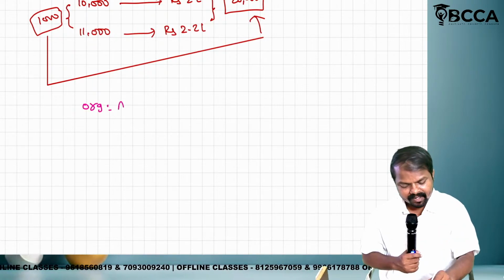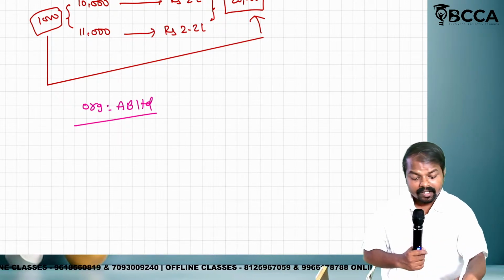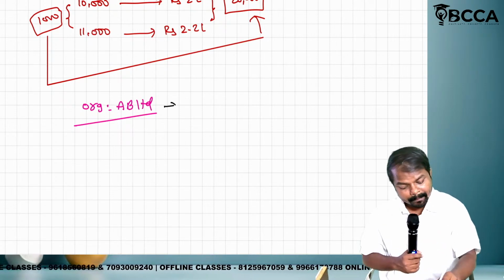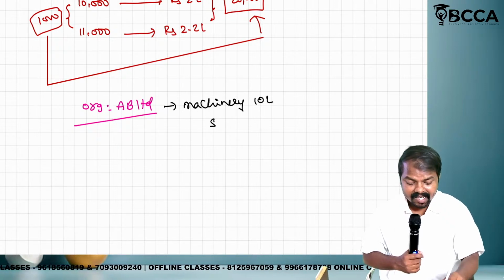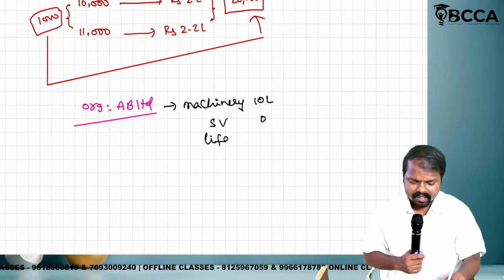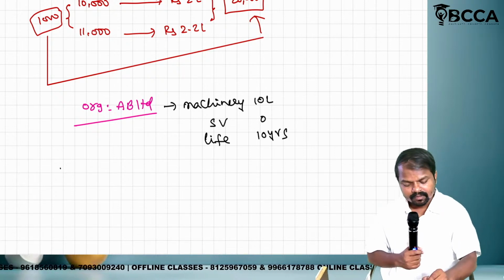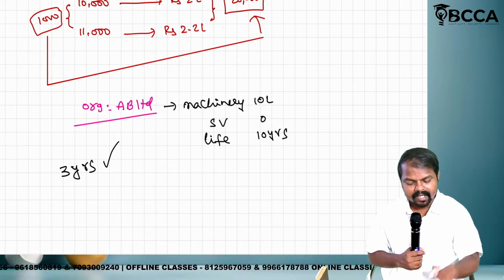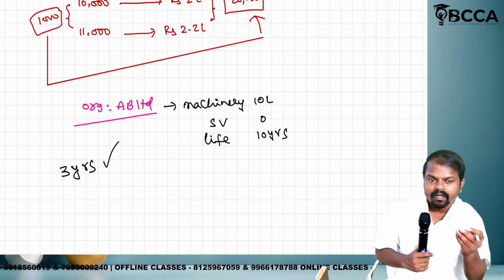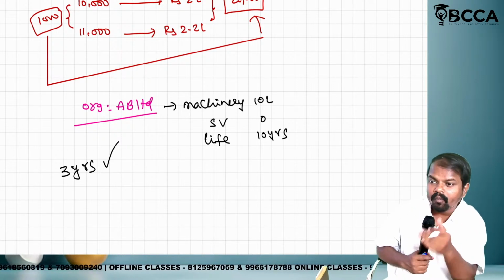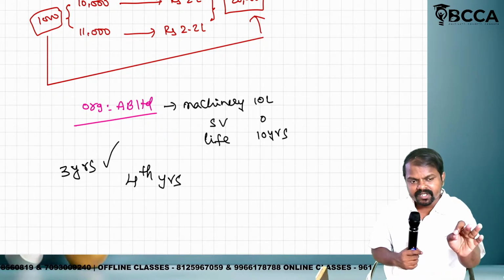Organization name AB Limited. They purchased one machinery worth 10 lakh. Salvage value 0. Life 10 years. 3 years successfully completed. Can you tell what is the worth of the asset at 4th year? Assume depreciation is equal to SLM.